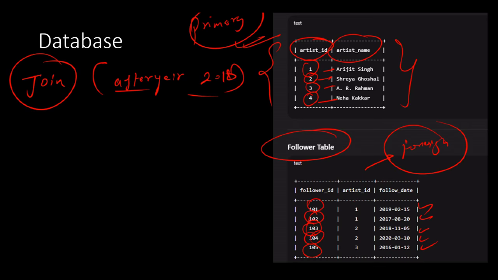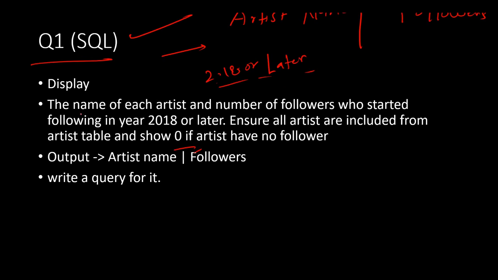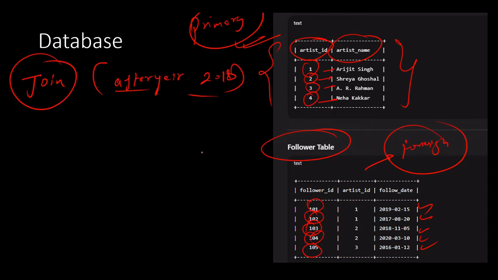Let's repeat the question first. Name of the artist we need to include, and number of followers in the year 2018 or later, ensuring all artists are included from the artist table. This is also one condition which we need to focus on. So they are saying ensure to include all artists.